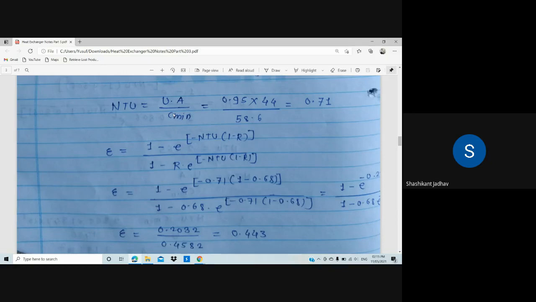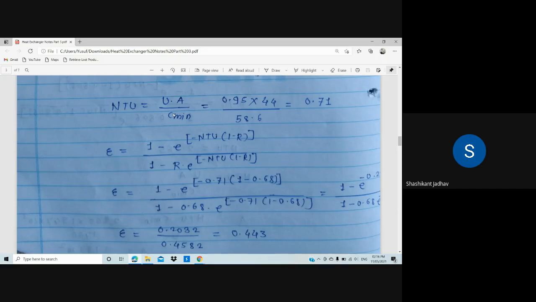And what is the equation for the effectiveness for the counterflow exchanger? That is, 1 minus e raised to minus NTU (1 minus R) divided by 1 minus R e raised to minus NTU (1 minus R). So by putting the value of NTU and R into this equation, we get the value of effectiveness as 0.443. Okay, all of you complete up to this 0.443 value of effectiveness.